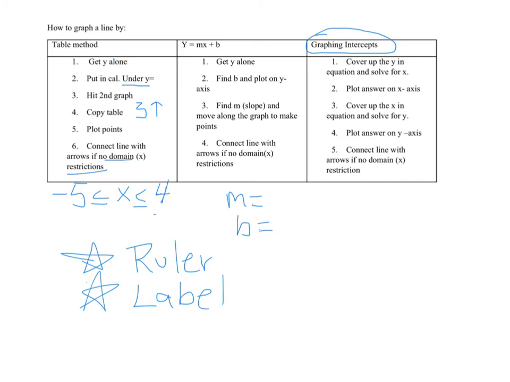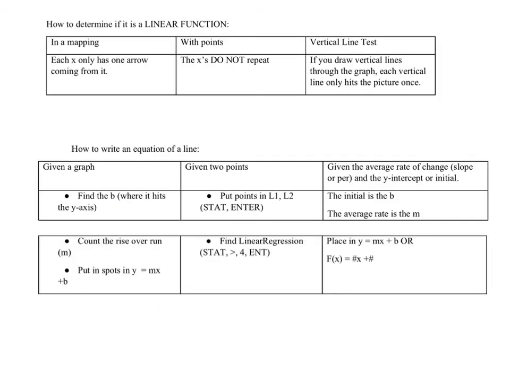You have to label or come up with some type of work, either a table or your m equals and b equals. You have to connect the lines and plot points, 3 or more points. Connect the lines with arrows using a ruler and make sure you label your lines.